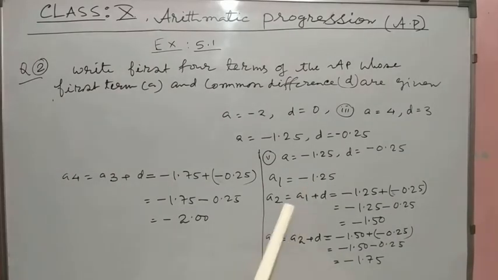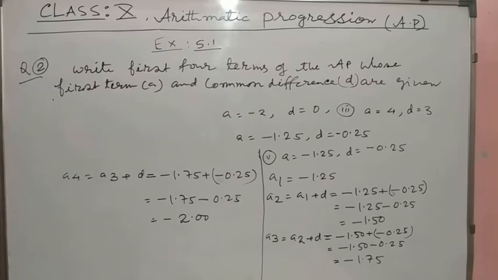Second term equal to first term plus common difference. On putting value we get this. Third term equal to second term plus common difference. We get this. Fourth term equal to third term plus common difference. We got this. So 4 number and 5 number I taught you. 1, 2, 3. You will try yourself at home.